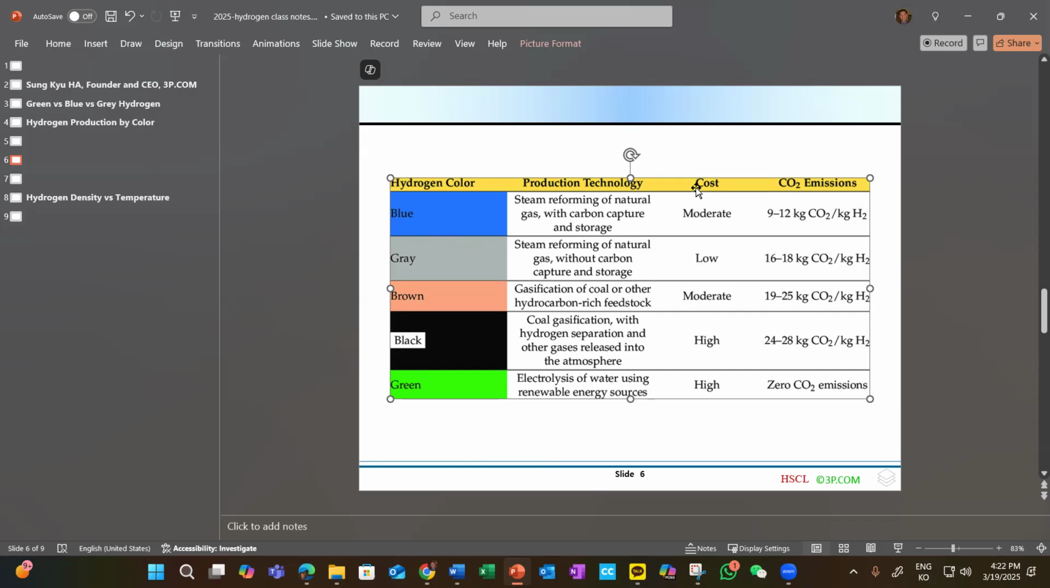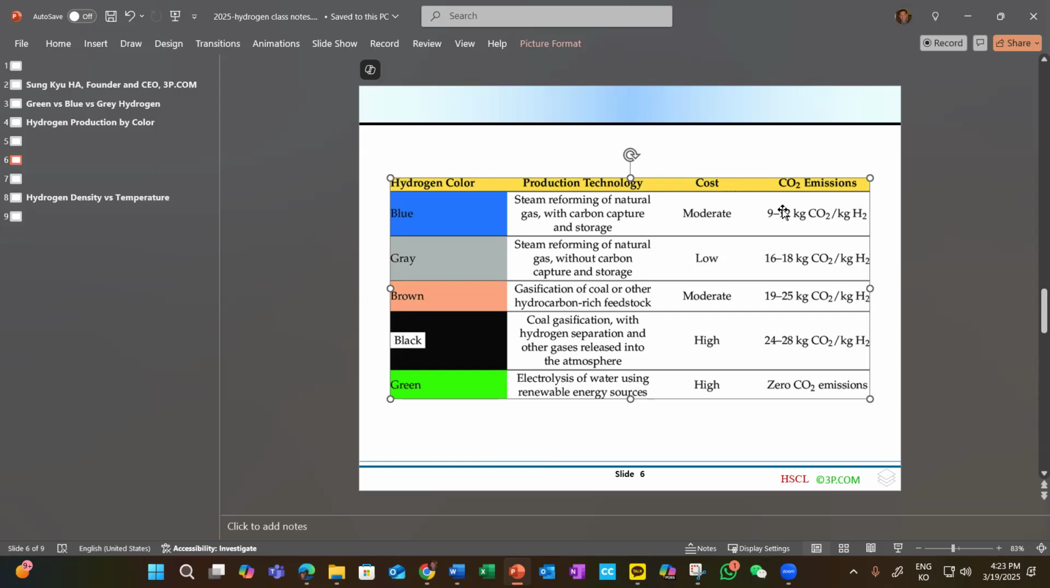The point here is the cost. How much does it cost to generate hydrogen, and how much CO2 is generated? So there are some CO2 emissions, and cost is an important factor to evaluate each methodology.